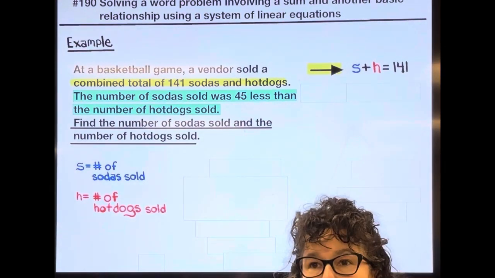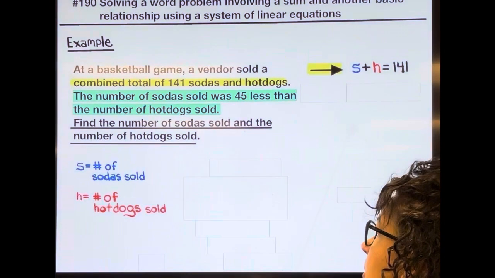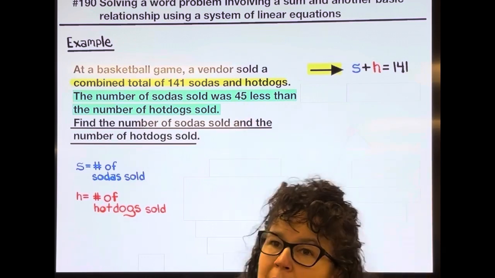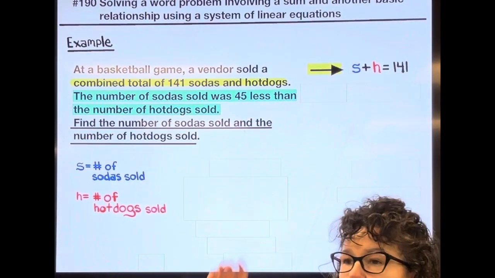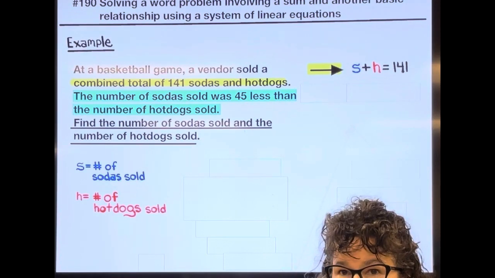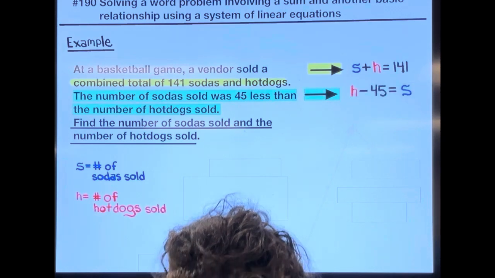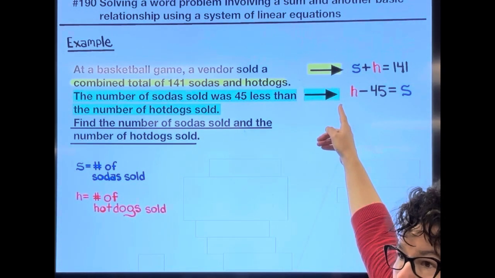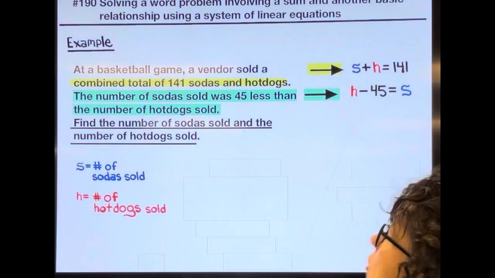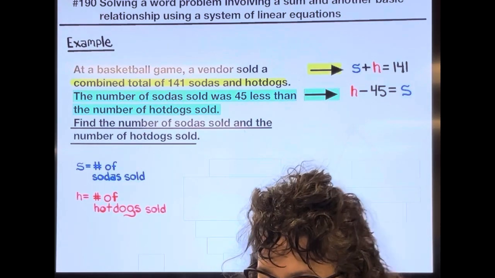So the soda number is smaller than our hot dog number. So if the sodas are smaller, then how could I get 45? Well, if you took the big one minus the small one, I should get 45. So that's one way to think of that. So the big one, the hot dogs, minus 45 will give me the smaller number. You could have also written the smaller number plus 45 equals the bigger number.